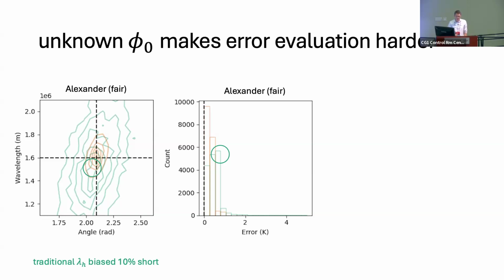In the middle panel now, I've got a histogram of root mean square errors, and you can see that the traditional approach has a root mean square error close to 1 Kelvin, and this new approach has a root mean square much closer to 0.